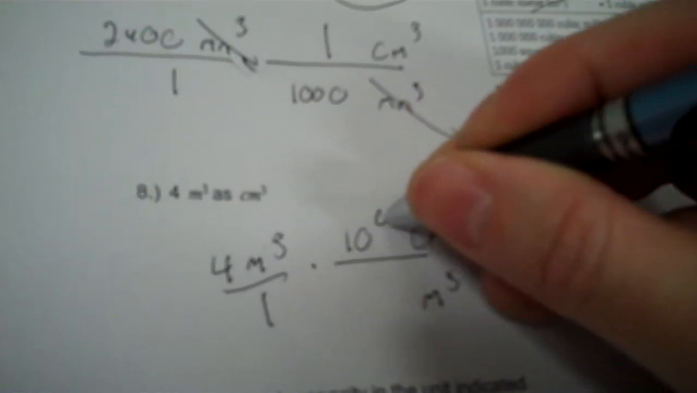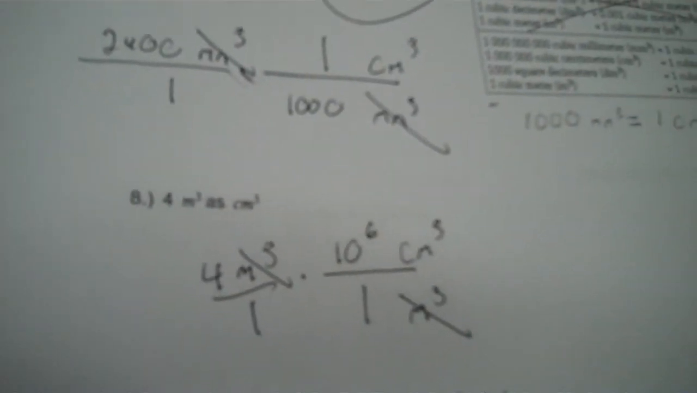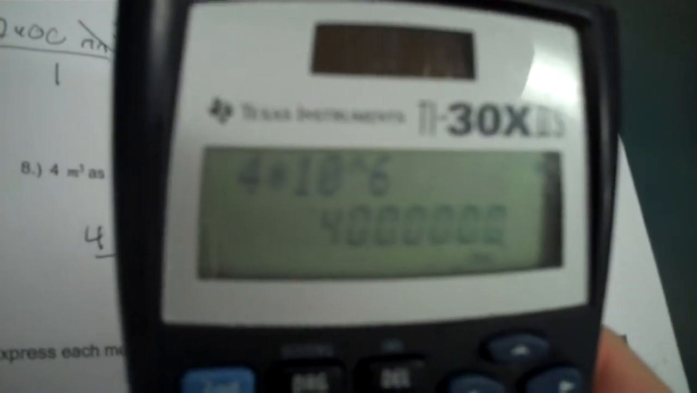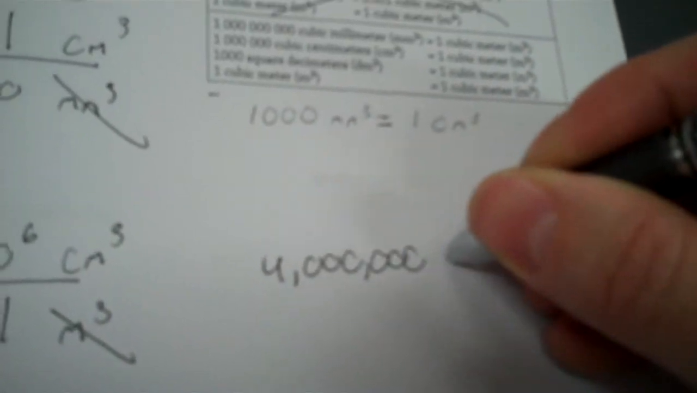That's 1,000,000. You can write 1,000,000, but if you don't have enough space, write 10 to the 6th power over 1. It's fine, it's just a way of shortening the process. 4 times 10 to the power 6. If I have 1s on the bottom, I'm not going to divide. That's 4,000,000. So there's 4,000,000 cubic centimeters within 4 cubic meters.